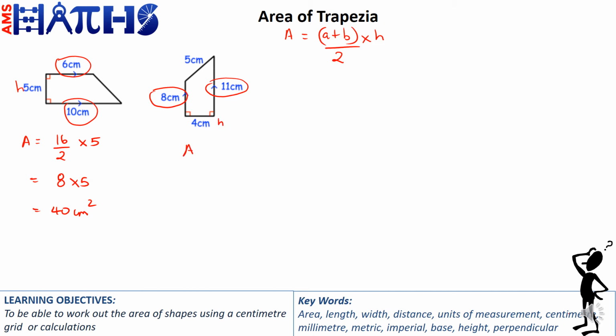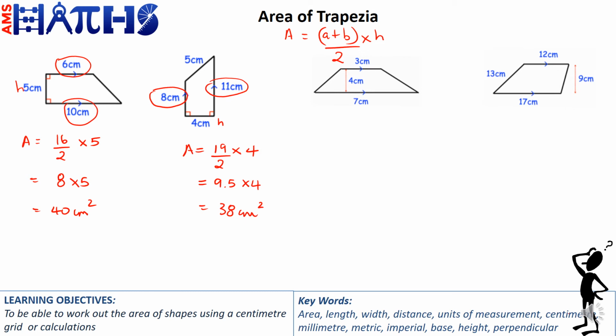So we will work out the area of the trapezium. We add the parallel sides, 11 and 8, which gives us 19. Then we divide that by 2 and multiply by the height, which is 4. 19 divided by 2 is 9.5, and multiplied by 4 that gives 38 centimeters squared. Pause the video and try these two problems. Then once you're through, resume to check if you got the correct answer.